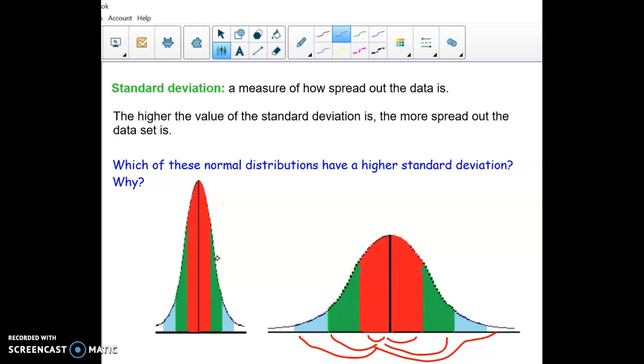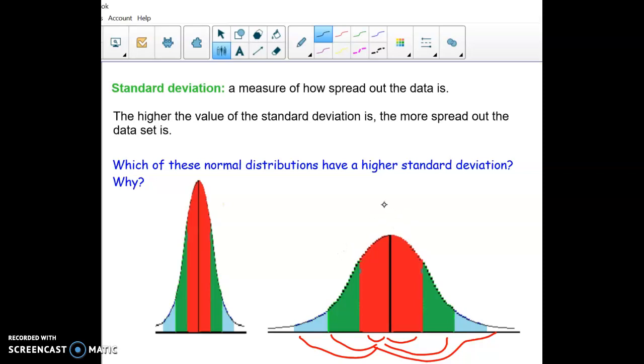One of the things these normal distributions tell us is how spread out the data is. So if we look at these and think back to our lesson on standard deviation, which one of these two would have a higher standard deviation? You could pause the video and give it a shot.